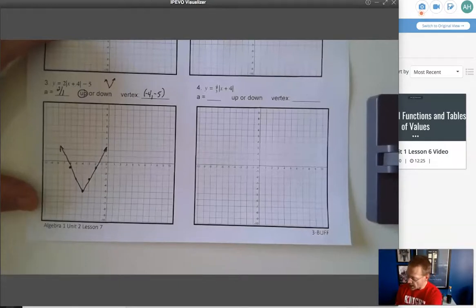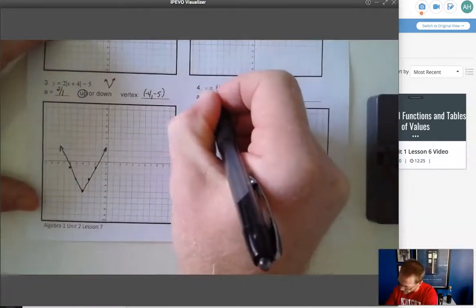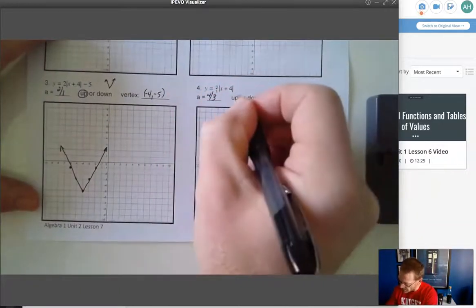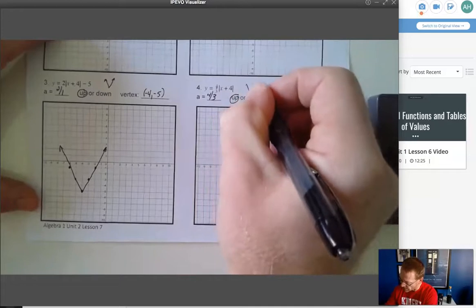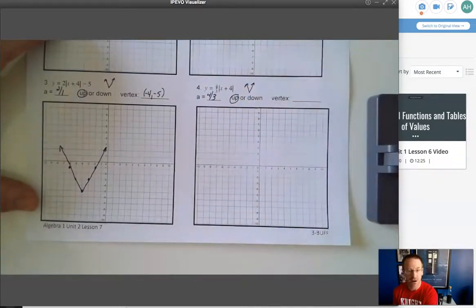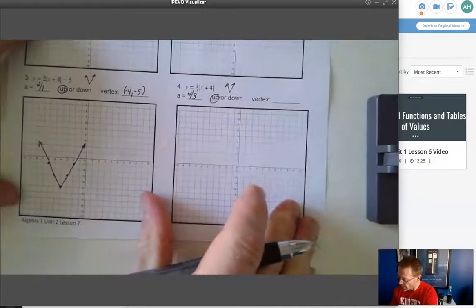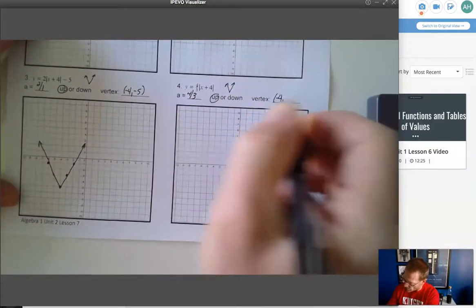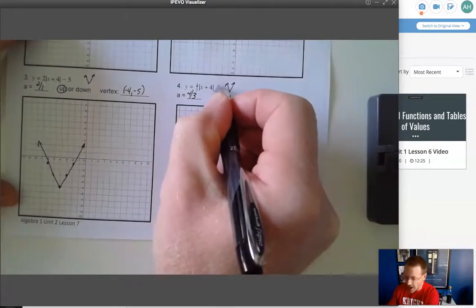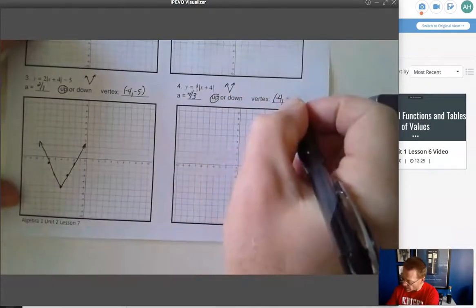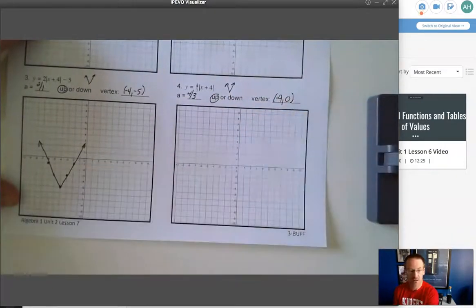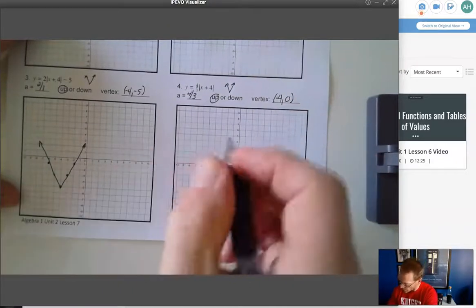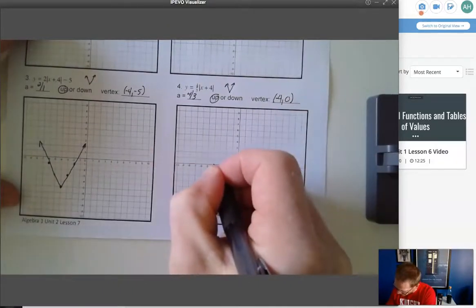Let's look at number 4 here. We can see that the a value is 4/3. It's once again positive, so it's going to open up. And then our vertex this time, notice it's opposite on the inside, so we know the x-coordinate is -4, and notice there is no number on the outside of our absolute value, which means our y-coordinate would be 0. So we're going to start at (-4, 0) right here.